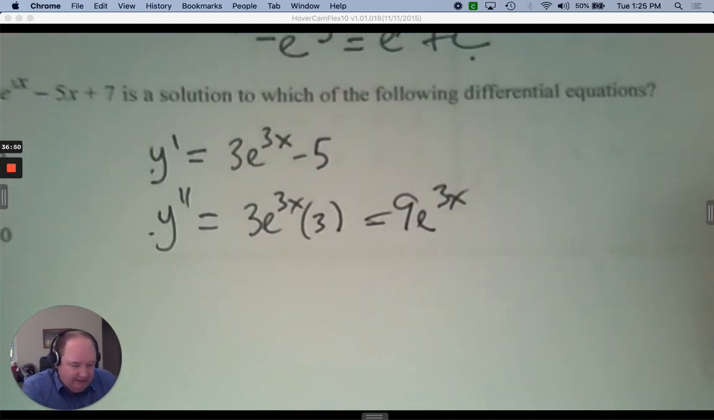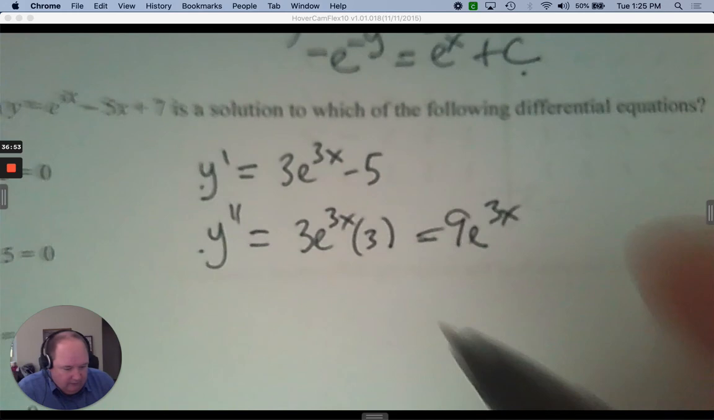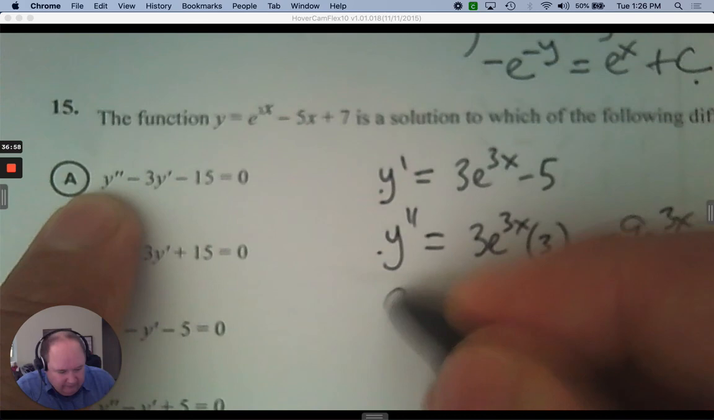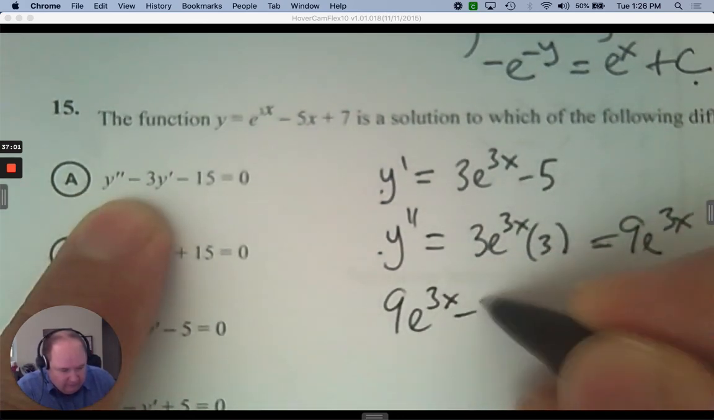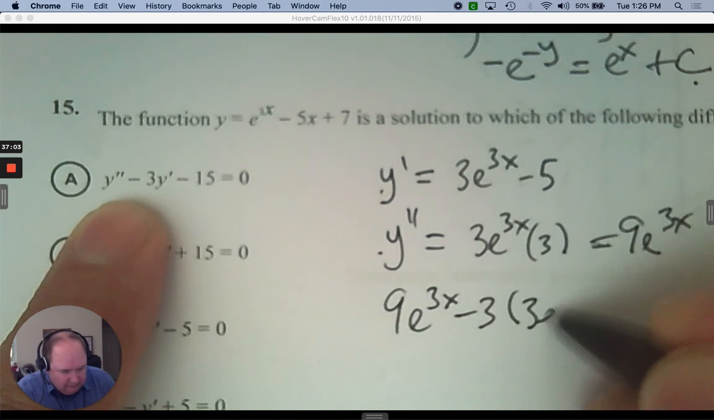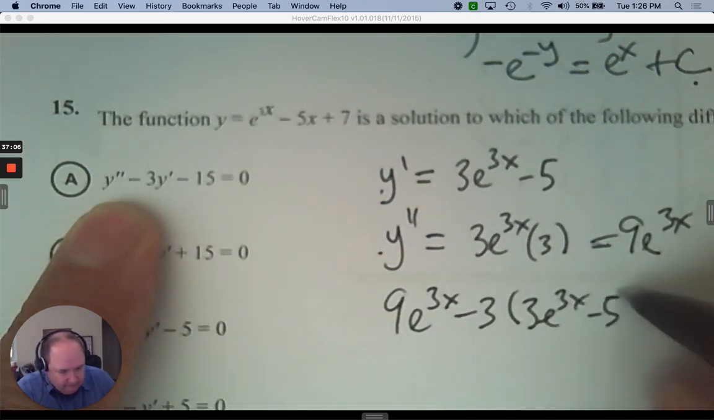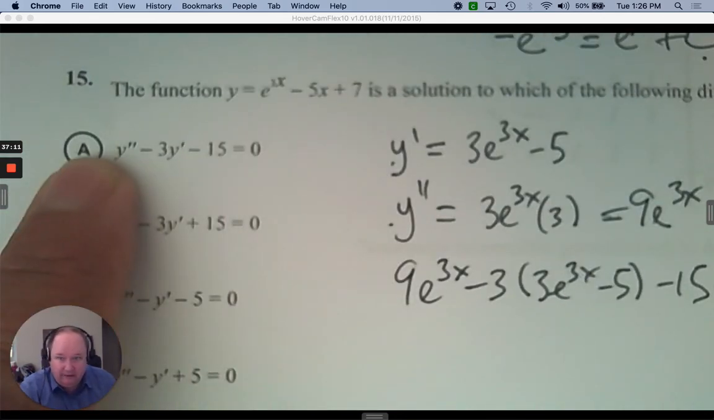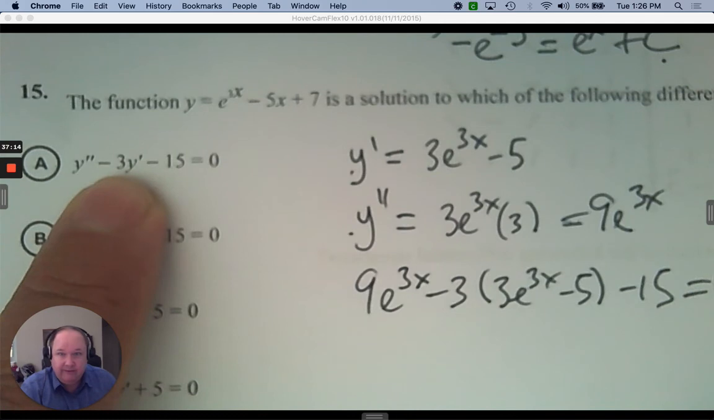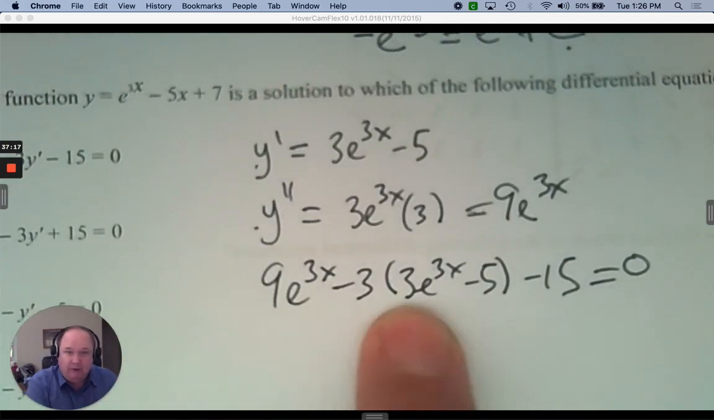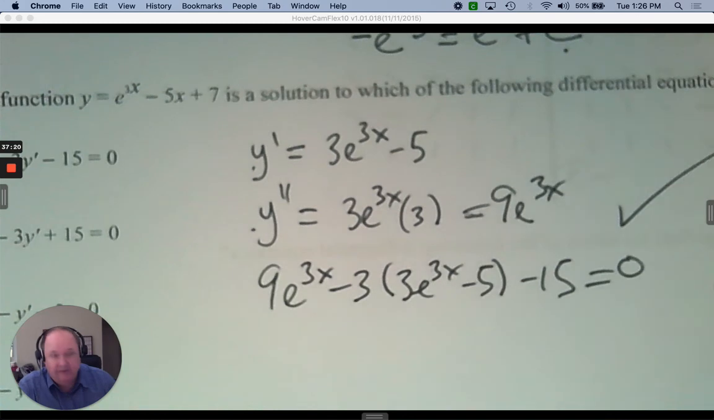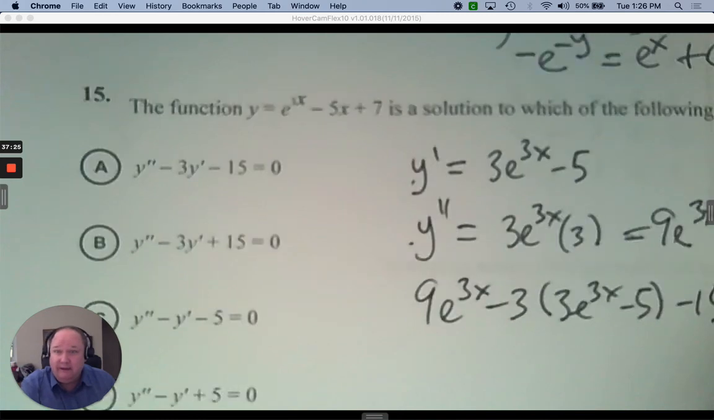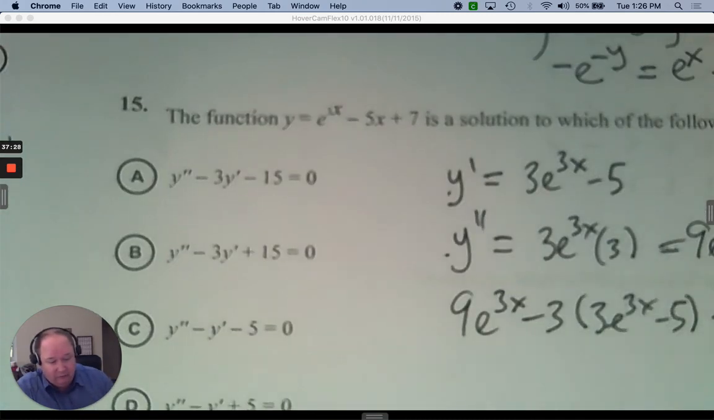Okay. And then it says, if you go for each one, so each one we have to test out until it's right. So the second derivative, 9e to the 3x, subtract 3 times the first derivative, subtract 15 equals 0. So you just plug in the second derivative, plug in the first derivative, and minus 15. Simple, multiply it out. Is it true? You're done. If this is not true, then you do the work for B and C until you find the one that actually equals 0 and works. And then circle the one that's true.